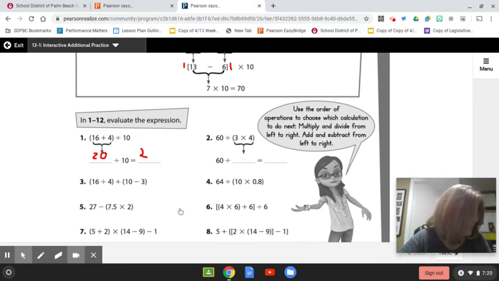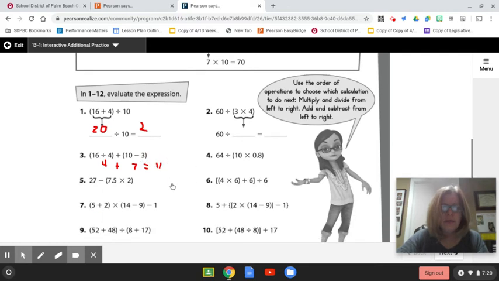All right, let's do another easy one here. 16 divided by 4 is 4. Okay, then you have the plus here. I'm going to put the plus to make it easier for me. 10 minus 3 is 7. So 4 plus 7 is 11.